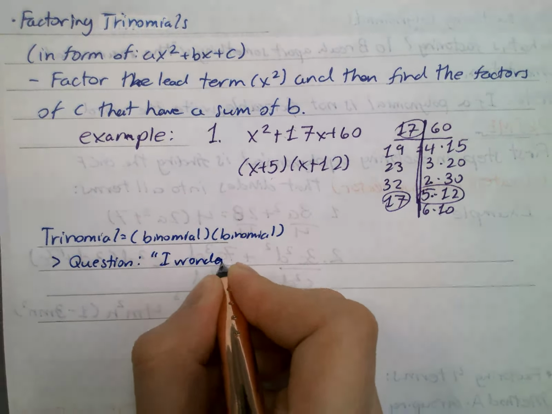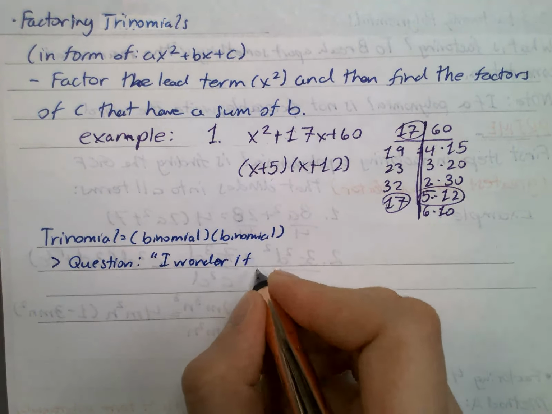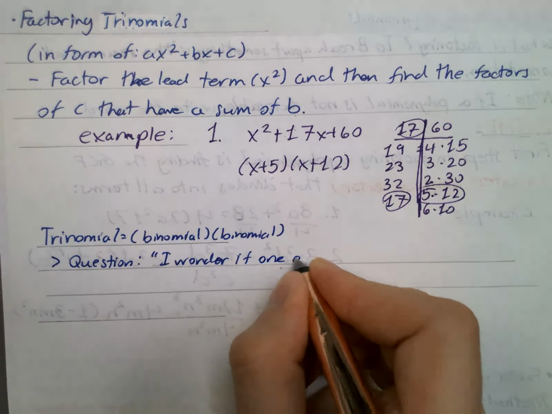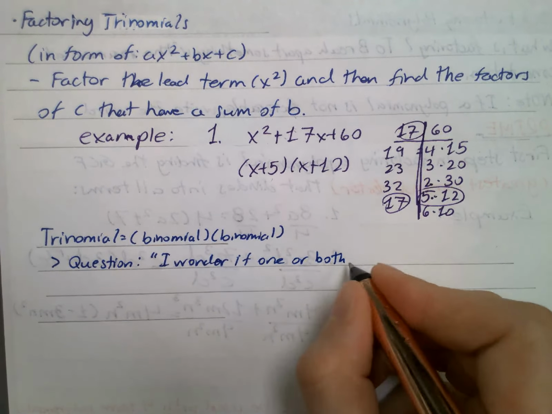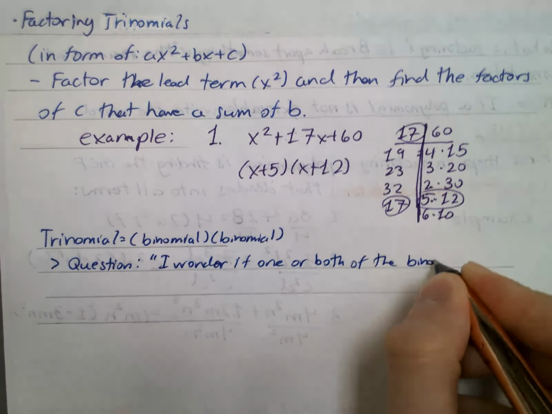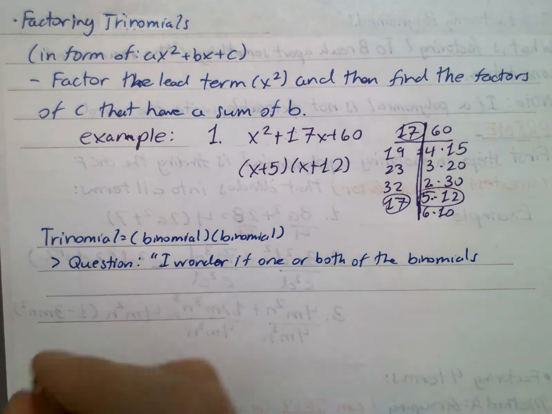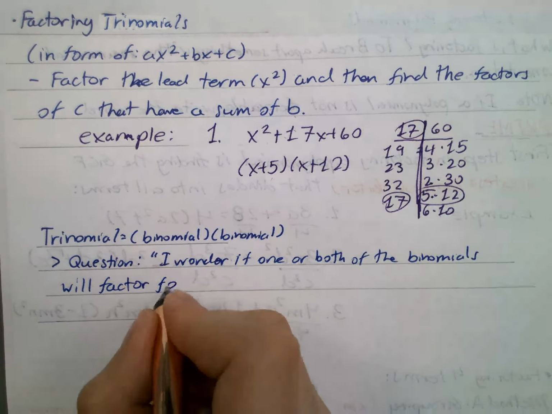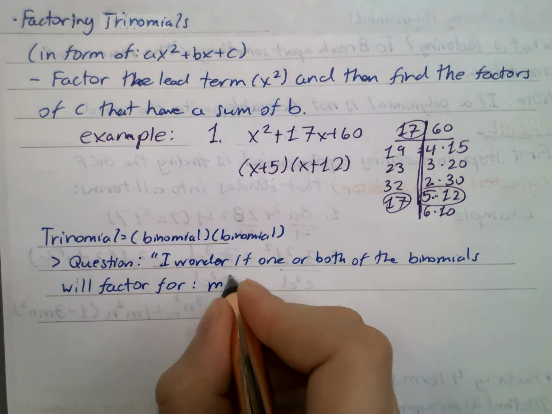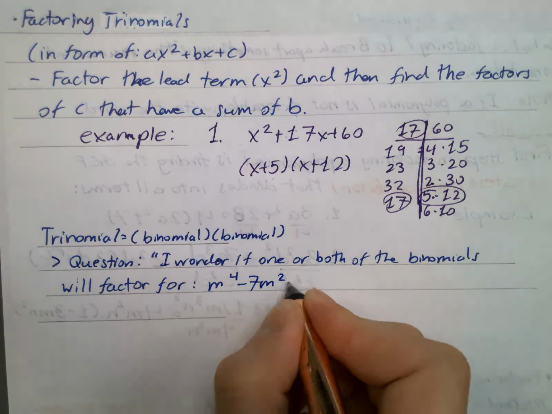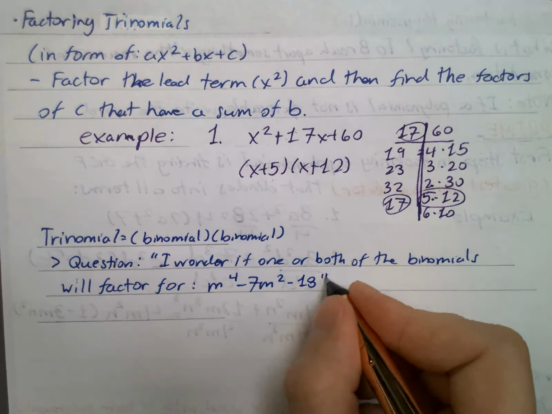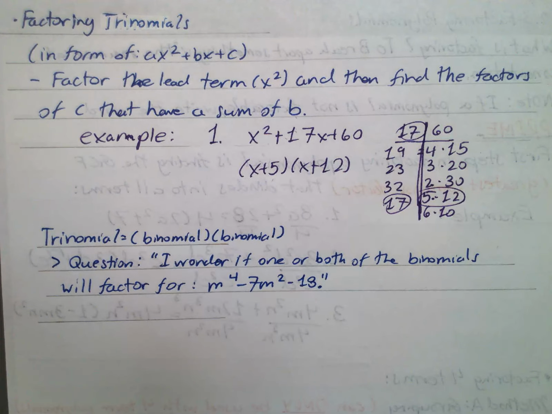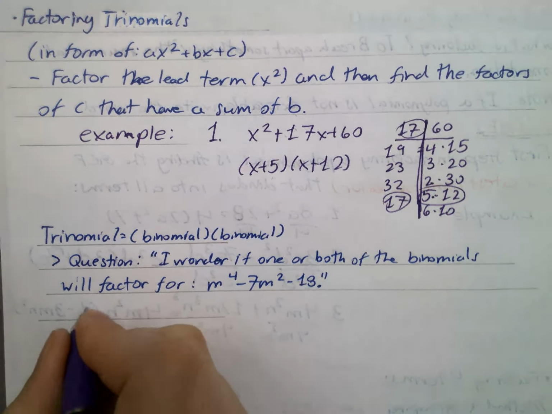I wonder if one or both of the binomials will factor for m to the fourth minus 7m squared minus 18. Now, don't freak out. Because I know what you're thinking. Wait, that's not an m squared or an x squared, there's not a square in the leading term. Oh my God. Relax. You can still break it apart.